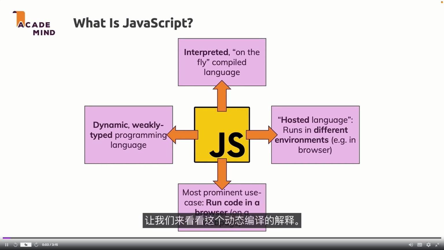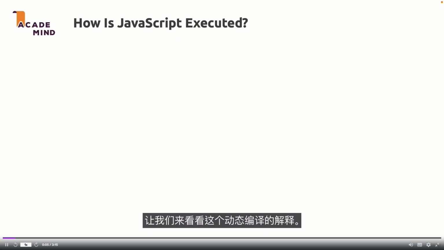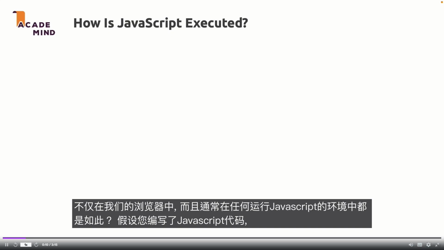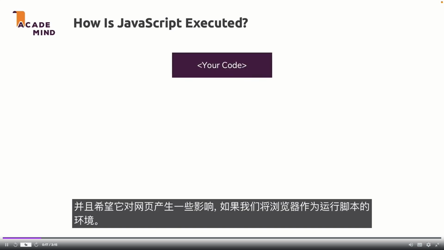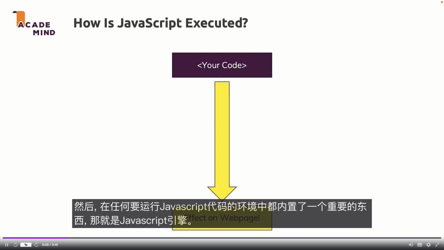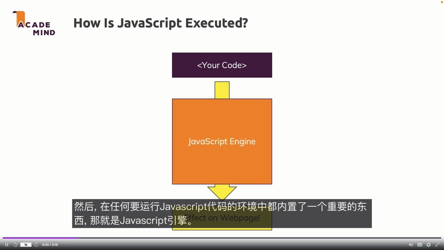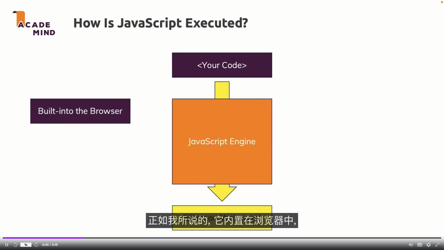Let's have a look at this interpreted, on-the-fly compiled thing. How is the JavaScript code in our browser executed? And not just in our browser, but typically in any environment where you run JavaScript. Let's say you write your JavaScript code and you want it to have some effect on the web page if we talk about the browser as the environment where we run our script. Then you have one important thing built into any environment where you want to run JavaScript code, and that's a JavaScript engine. It's built into the browser, as I said.